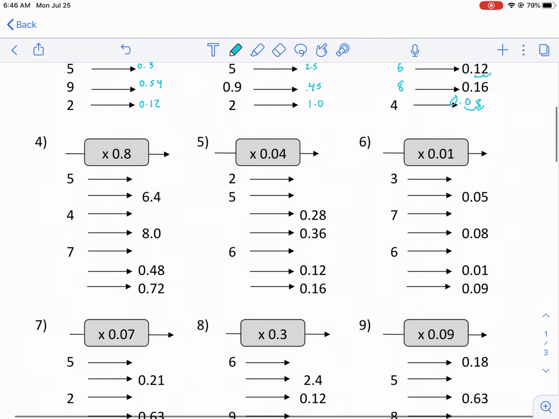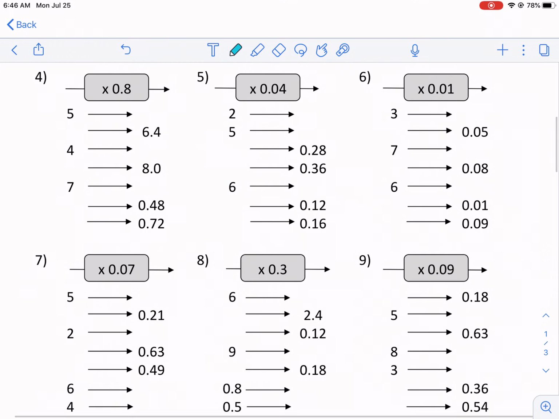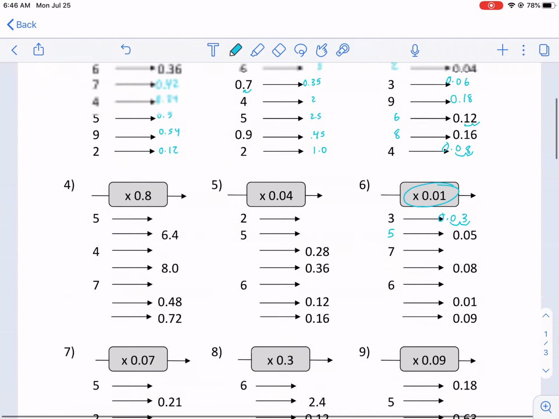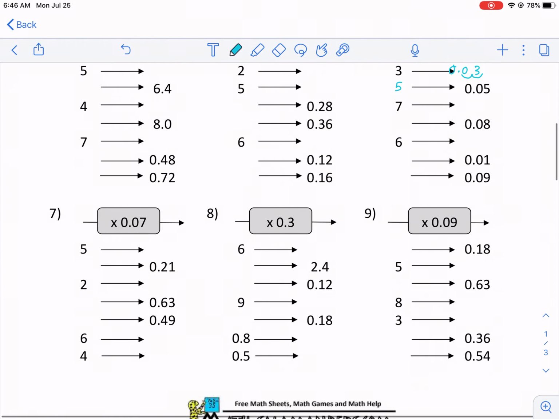I mean, some of these might be a little bit more tricky, but honestly, they're pretty straightforward. These are probably going to be the easiest ones just because you just write the same number again and then move it over 2 times. Okay, so 0.03 would be the answer there. And then this one's just going to be 5 because it's moved over twice. Okay, and that's it. That's really all there is to this video.